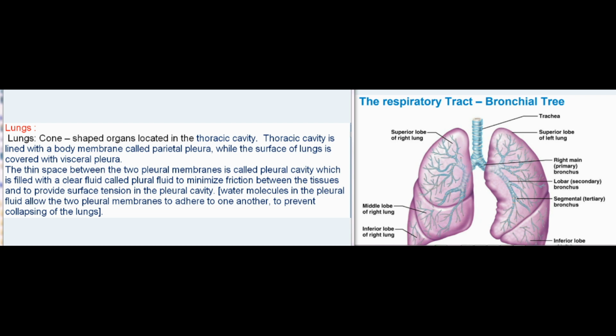Water molecules in the pleural fluid allow the two pleural membranes to adhere to one another, to prevent collapsing of the lungs. A chemical substance called surfactant, secreted by the lungs, also facilitates the surface tension.